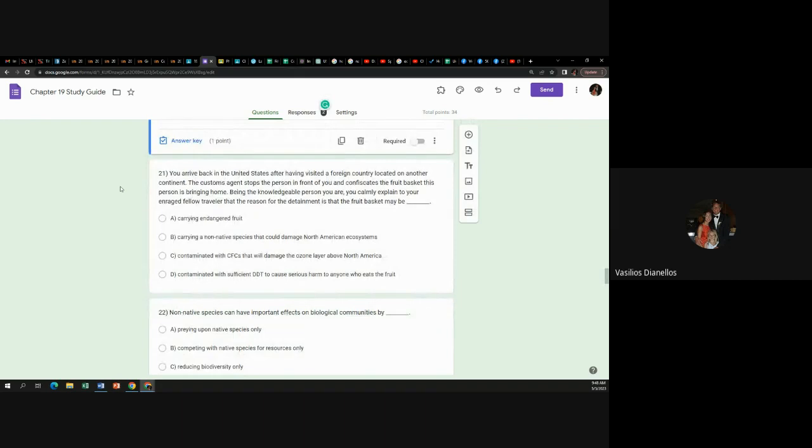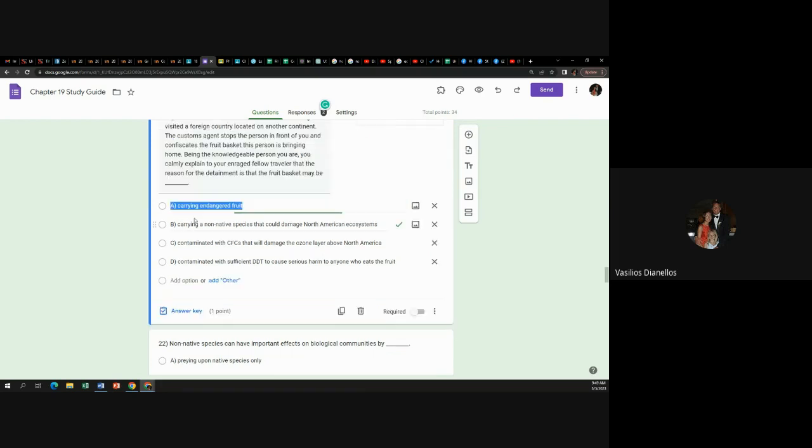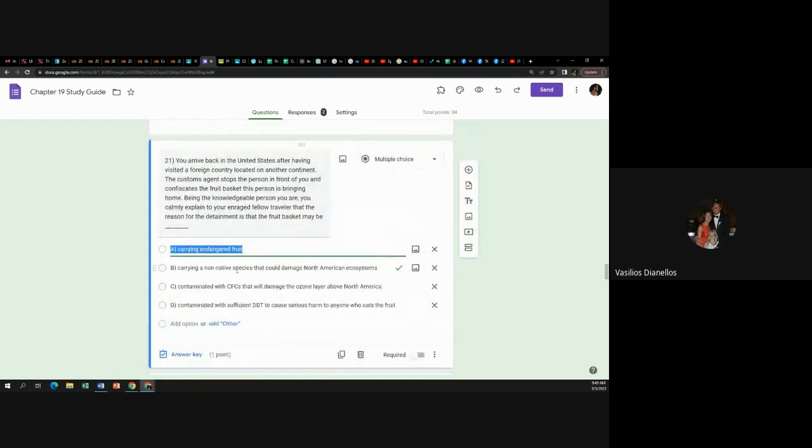You arrive back in the United States after having visited a foreign country located on another continent. The customs agent stops the person in front of you and confiscates the fruit basket this person is bringing home. Being the knowledgeable person you are, you can calmly explain to your enraged fellow traveler that the reason for this detainment is that the fruit basket may what? Carrying endangered fruit? Possibly, but that's probably not the most correct answer. Here we go. Carrying a non-native species that could damage North American ecosystems, right? We don't want you to bring something in that could destroy our ecosystems, that could become an invasive species. Anyway, any questions about that?